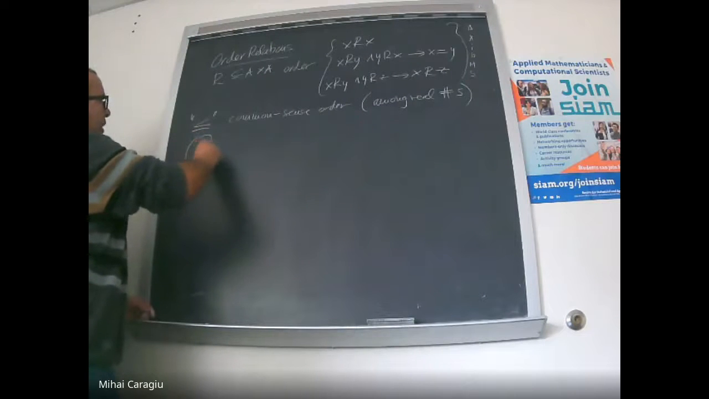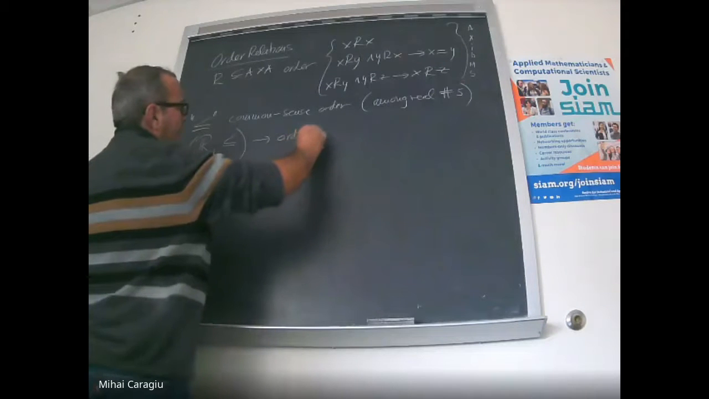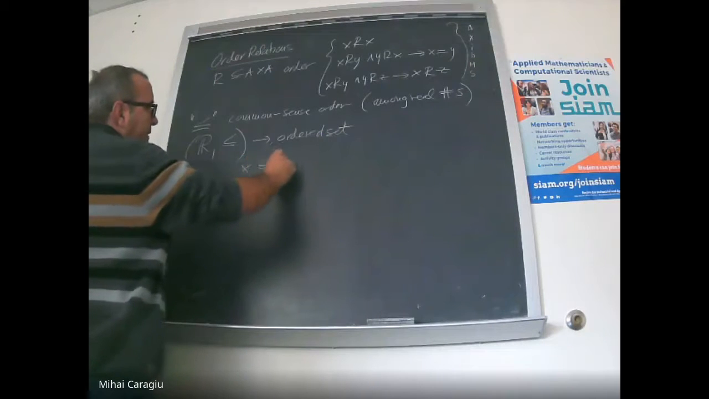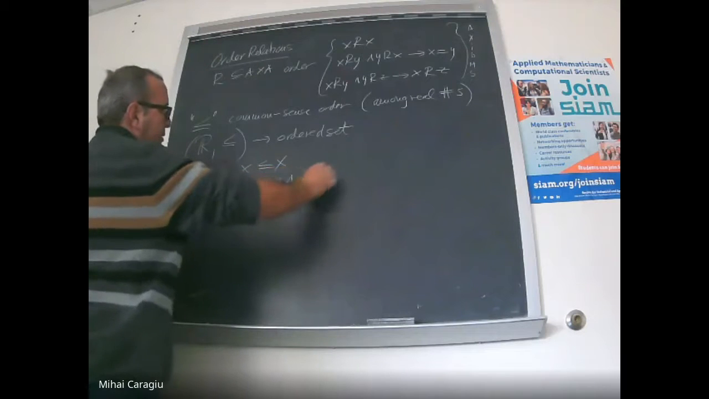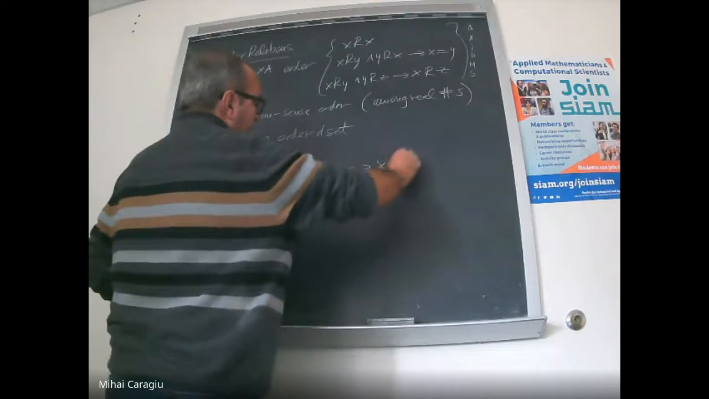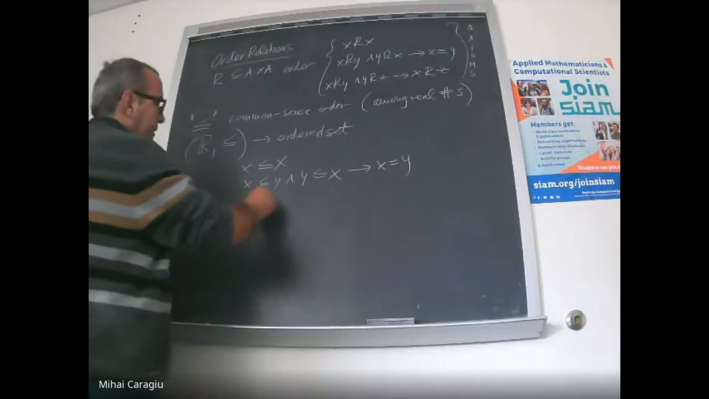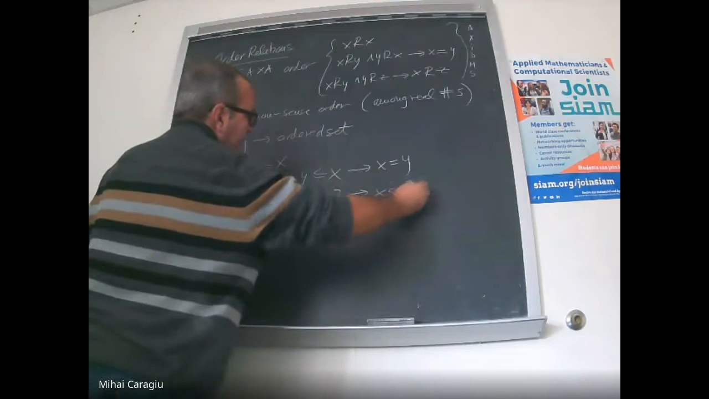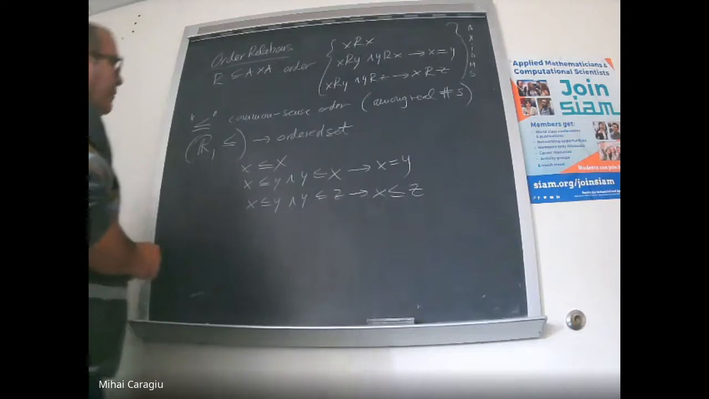So the real numbers together with the usual less than or equal is an ordered set. That means reflexive: X less than or equal to X, that's obvious. Antisymmetric: X less than or equal to Y and Y less than or equal to X. If they are related both ways, then the only possibility is X equals Y. And finally, if X less than or equal to Y and Y less than or equal to Z, then X less than or equal to Z. So that's one standard example of an ordered set.